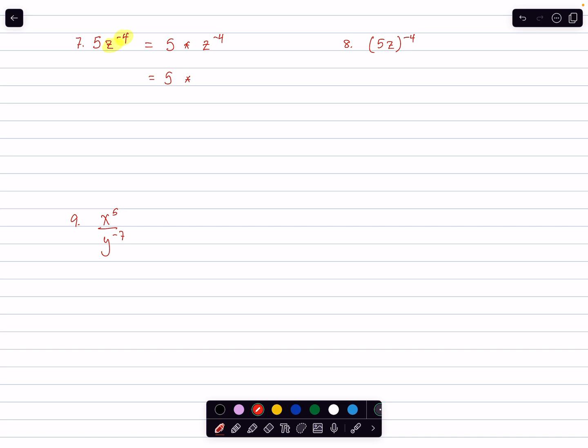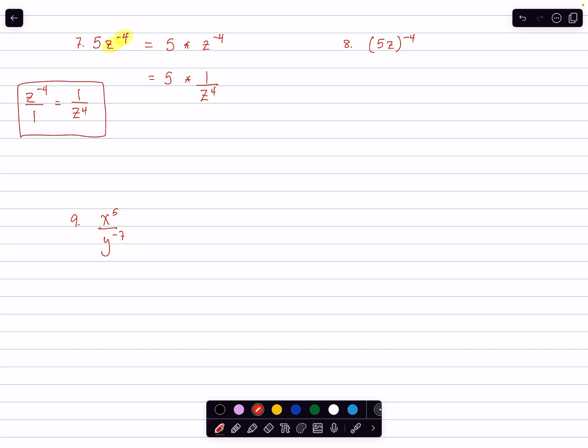But the z to the negative 4th, now remember that a negative exponent results in taking a reciprocal. So the way that I'm going to think about this is putting the z to the 4th underneath a 1, because the reciprocal of z to the negative 4th over 1 is 1 over z to the 4th. Do you see how that works?